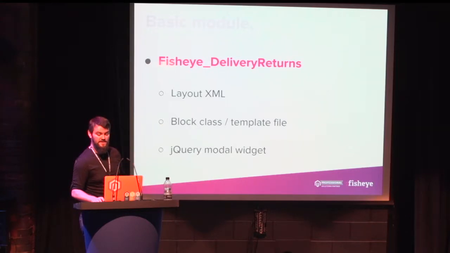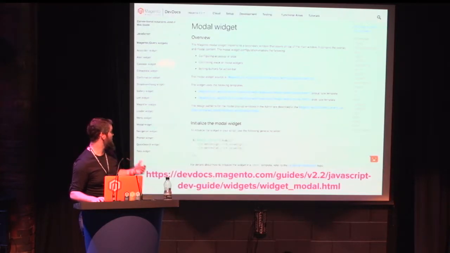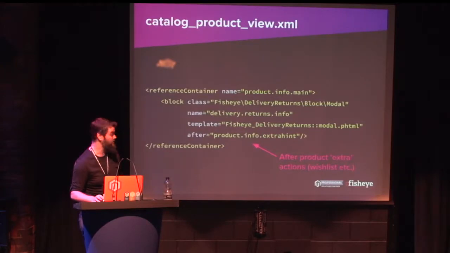So we're going to need a really simple module, Fisheye DeliveryReturns. We're going to need some layout, a block class, a template file, and we're going to use Magento's jQuery modal widget. Don't worry if you don't know what it is. It's just a JS component for creating modal pop-ups, essentially. So we'll start with some really basic layout. We're just adding a block on the product page, and we're adding it after the add to wish list, add to compare links.